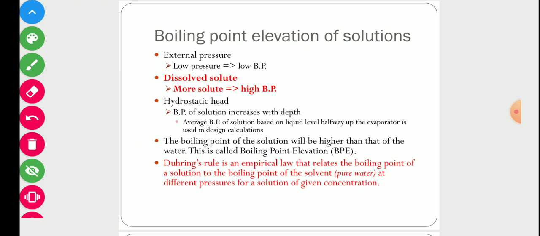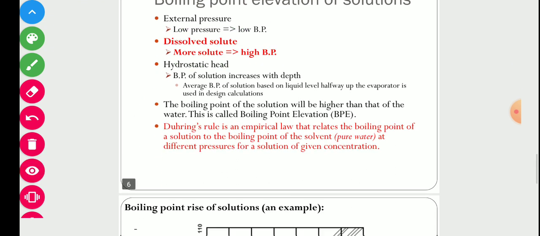To counter these changes, we use Duhring's rule. This Duhring's rule is used to find out the increase in boiling temperature due to the increase in solute concentration in the solution. Duhring's rule is an empirical law that relates the boiling point of a solution to the boiling point of the solvent. In an evaporator, the solvent means pure water. This is at different pressures for a solution of given concentration.